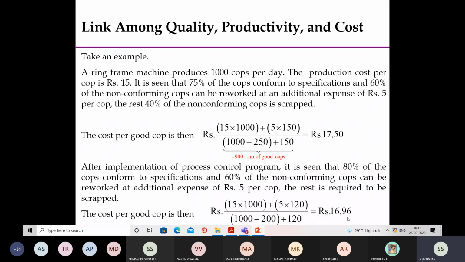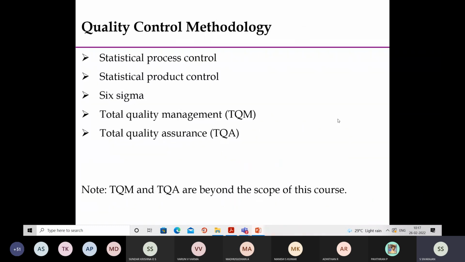So here the cost comes to, so we have to reduce the cost. Please remember there is a difference between price and cost. So after quality control, we are getting 16.96. So with quality control, we can do statistical process control. That's what we are going to see. Six Sigma, we are going to discuss in a separate module.